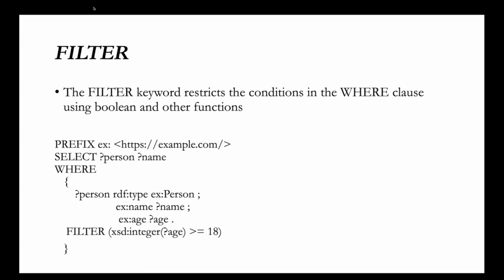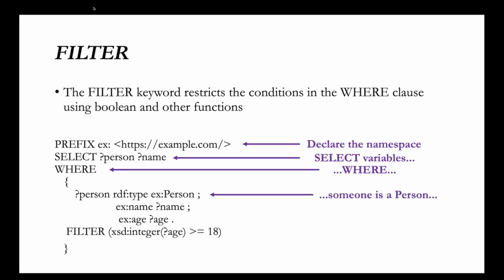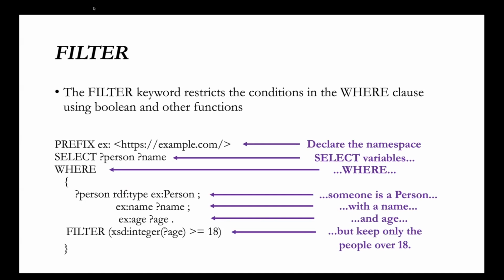So here's an example. Again, I've just declared this sample namespace. It's example.com. It's where I keep all my blogs. I've got select these variables. I want you to return what satisfies the conditions involving these variables. Now, where someone is a person with a name and an age, but not just any age. I just want the people who are over 18.